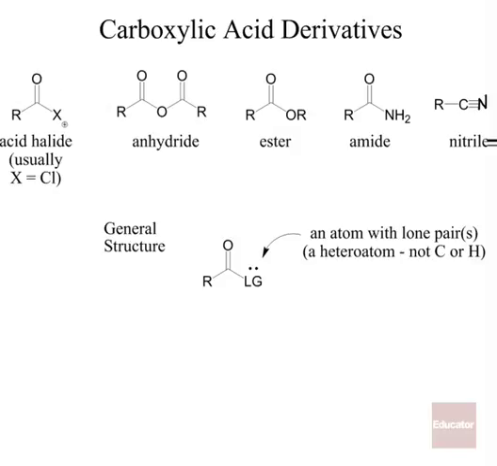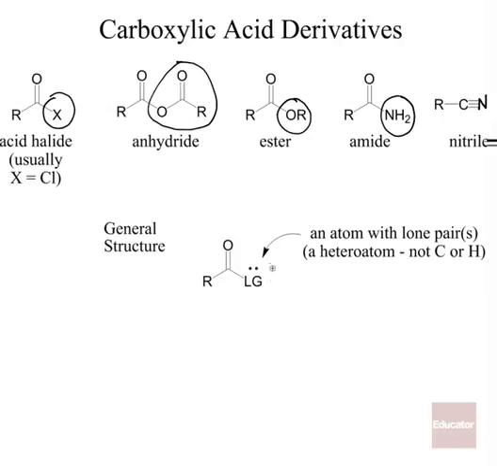So we could have a halide, usually chloride. This would be called the acid chloride. We could have an anhydride. So in this case, we have a halogen attached to the carbonyl. In the case of the anhydride, we have a carboxylate group attached to the carbonyl. The ester has an OR group. The amide has a nitrogen group. And a nitrile looks a little different from all the others, but it too is a carboxylic acid derivative, and it has 3 bonds to a nitrogen.